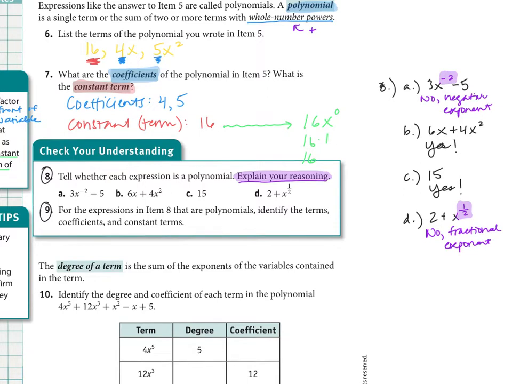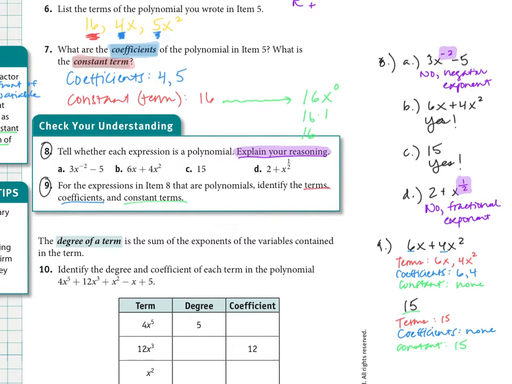Now that we practiced number 8, we're going to look at number 9, where it says for the expressions that we just wrote in number 8 that are polynomials. For part B and C, it wants us to identify the terms, coefficients, and constant terms. So again, over in the margin for number 9, we're going to be looking at 6x plus 4x squared. And we're also going to be looking at 15, and we're going to have to identify what terms, coefficients, and constant terms there are, if any. So I want you to pause the video right now and try that on your own.